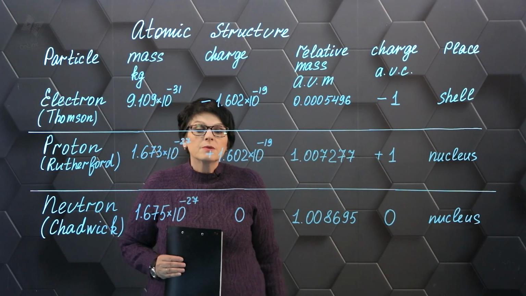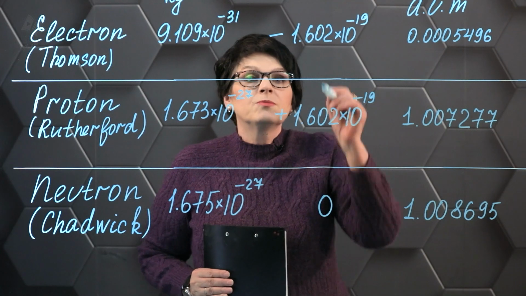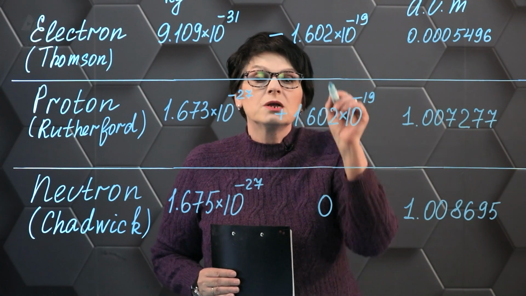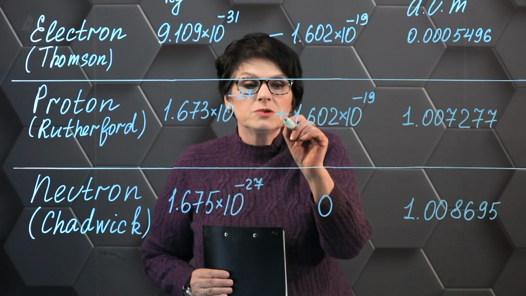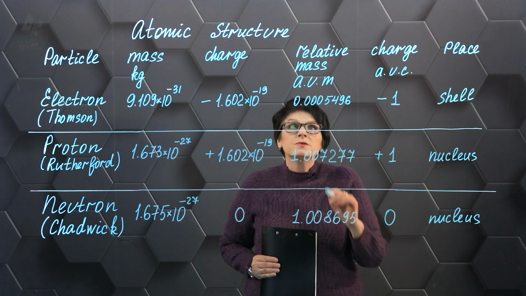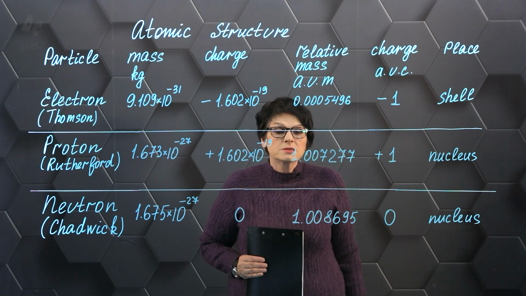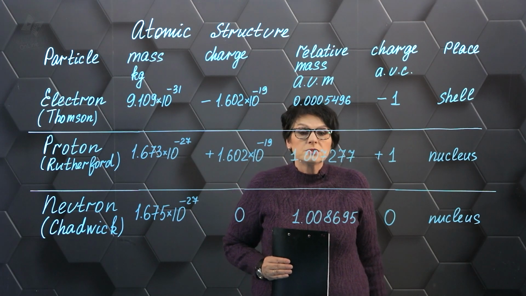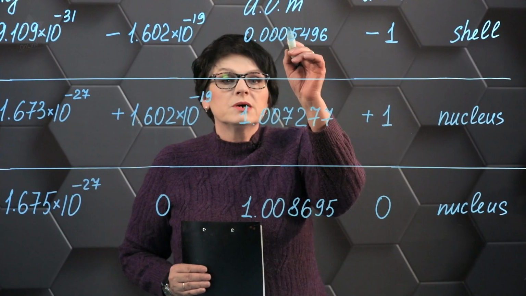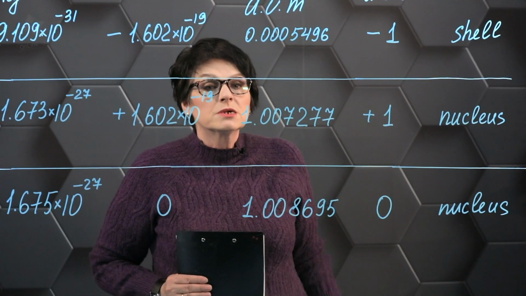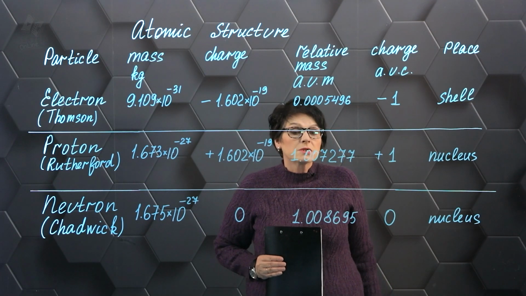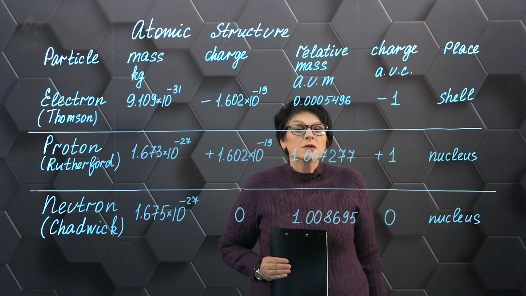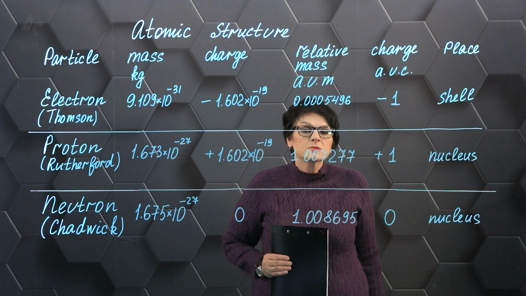If we're talking about mass, then in relative units, that would be 1.00072777. As we can see, the mass of the proton is greater than the mass of the electron. It turns out that the mass of the electron is about 1 to 2,000th of the mass of the proton.